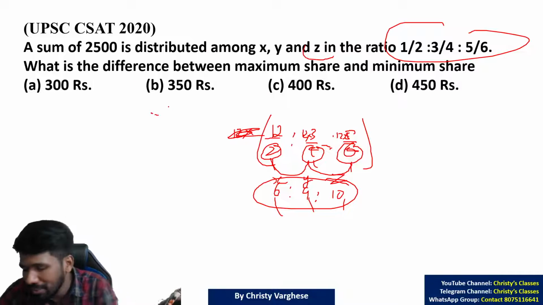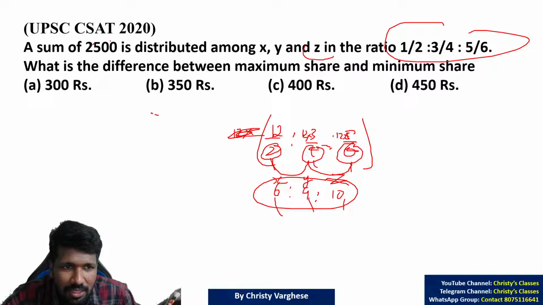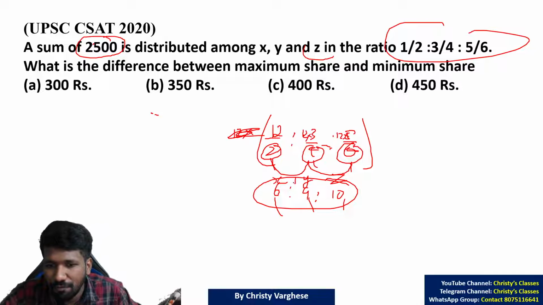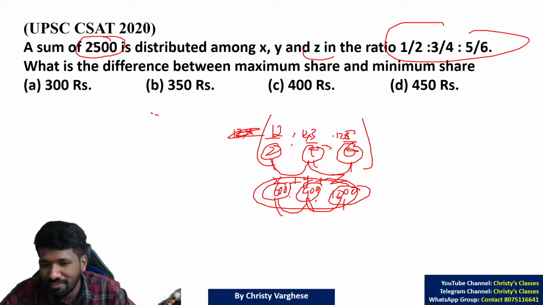But 6 plus 9 plus 10 rupees is how much? 25 rupees only. But the sum is not 25, it is 2500. As it is 2500, you will get 25 only by adding this. So you have to multiply by 100 to get the exact value, because instead of 25, I need 2500. So I get that 600, 900, 1000 is the value.